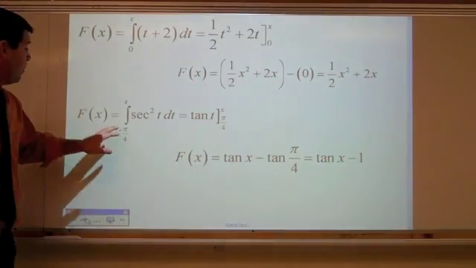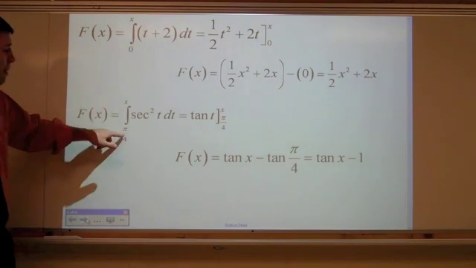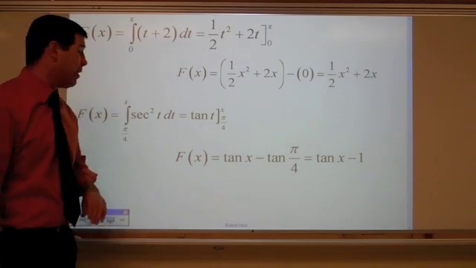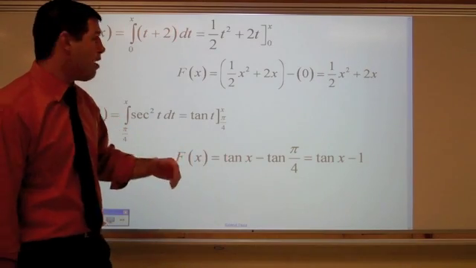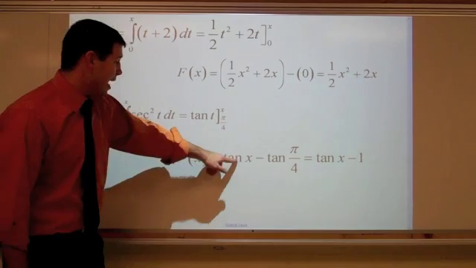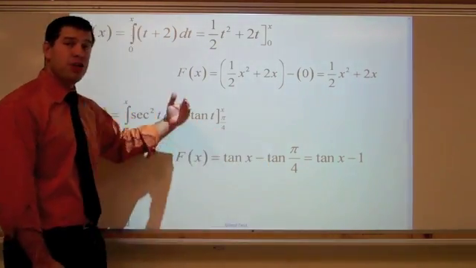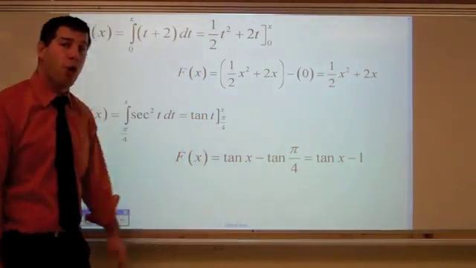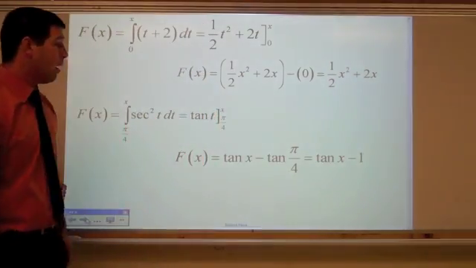Now we have capital F of x equals the integral from pi over 4 to x, from some other constant to x. We're still starting with a constant, it's just not 0 as our constant. Secant squared of t dt. Antiderive secant squared, you get tan of t from pi over 4 to x. Plug in x, you get tan of x. Plug in pi over 4, you get tan of pi over 4. Take the difference using the fundamental theorem. So you get tan of x minus 1, because tan of pi over 4 is 1. So capital F of x here equals tan of x minus 1.